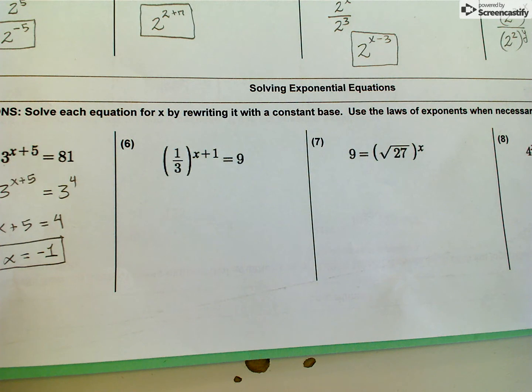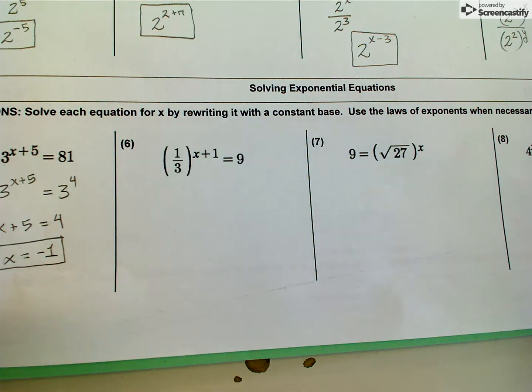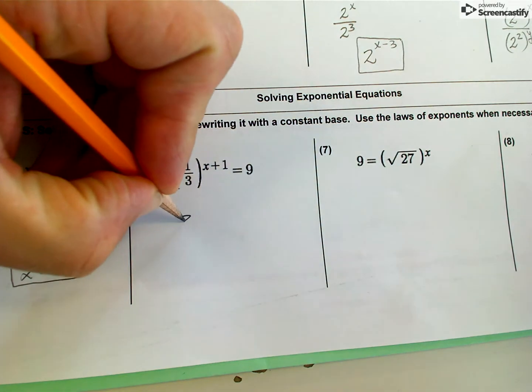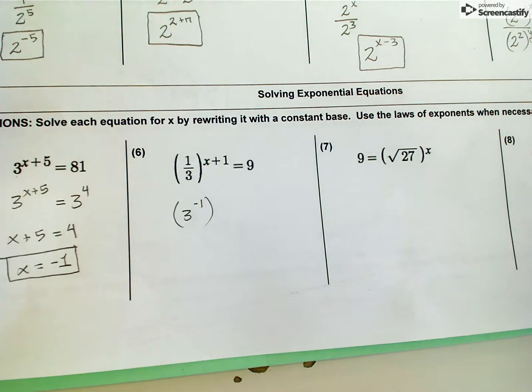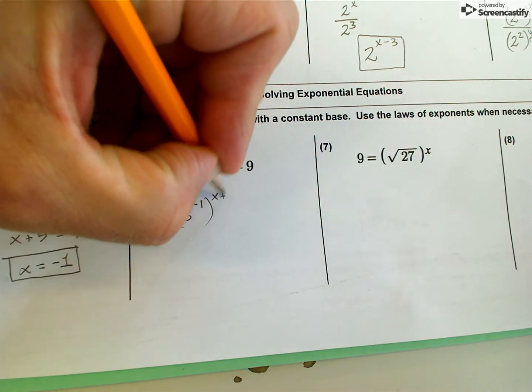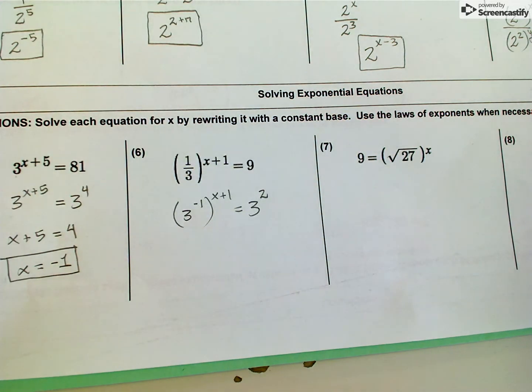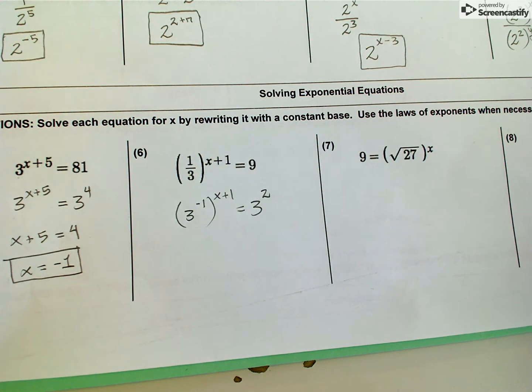This one here, though, notice we're also dealing with powers of 3. This is 3 to the -1st power. That's how you get 1/3. And 9, of course, is 3 squared. So let me just rewrite both sides of this equation now. First, I will write my 1/3 like that, and I'll raise that to the x plus 1 power. And on the right-hand side, 3 to the 2nd power.